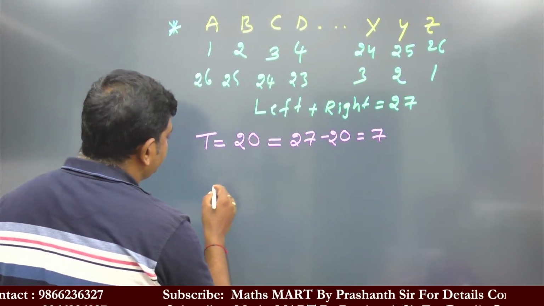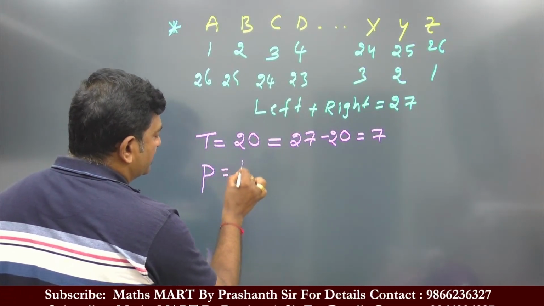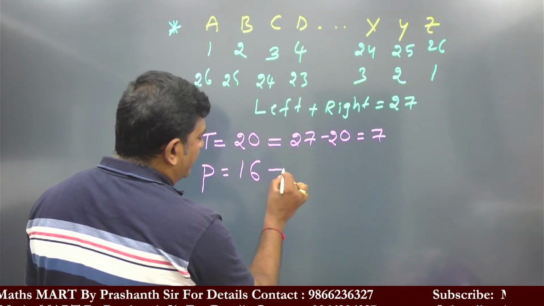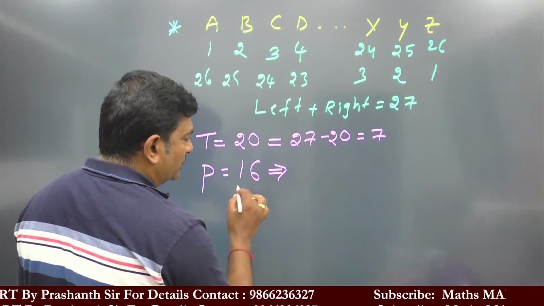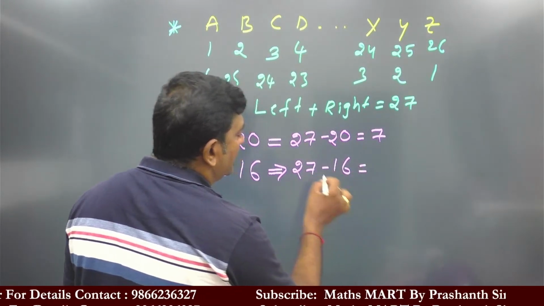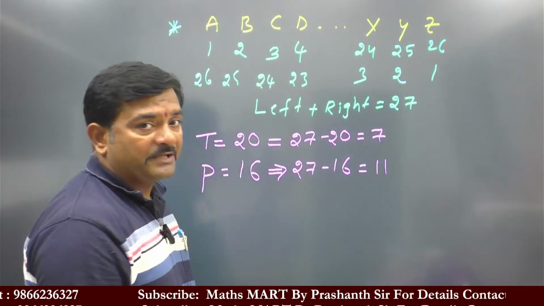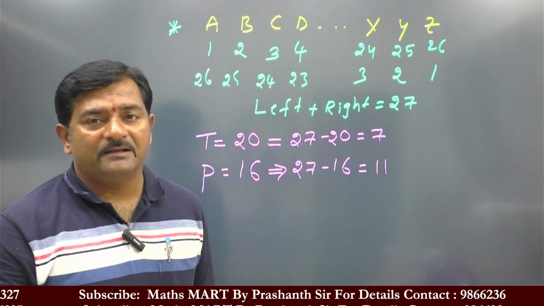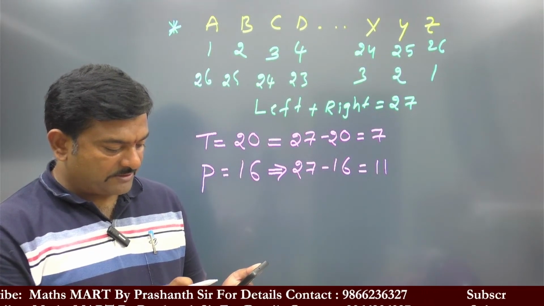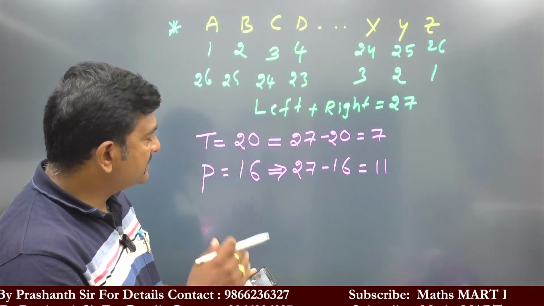Now similarly, you take any other letter. For example, I am taking P. Now you tell me, what is the position of P from left to right? 16. Now in order to find out the position of P from right to left, what we should do? We should subtract 16 from 27. If you subtract 16 from 27, what you are getting? 11. Therefore what we can say? P is at 16th position from left to right, and P is at 11th position from right to left.